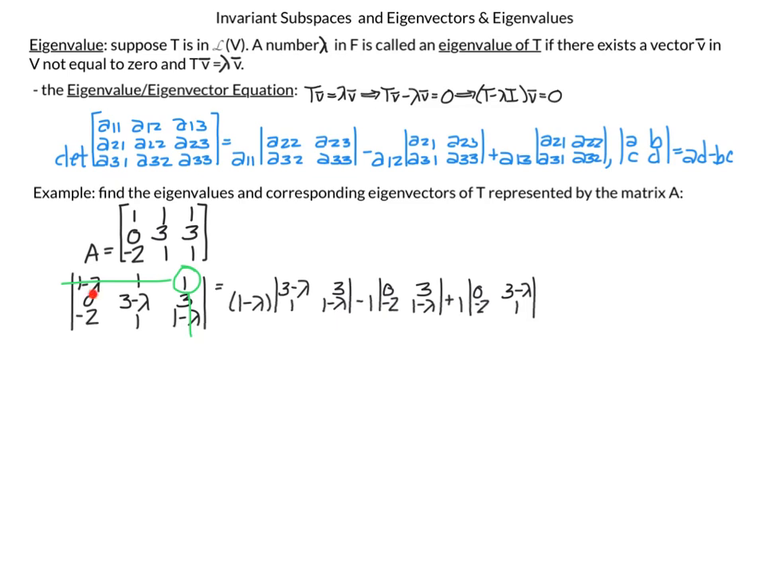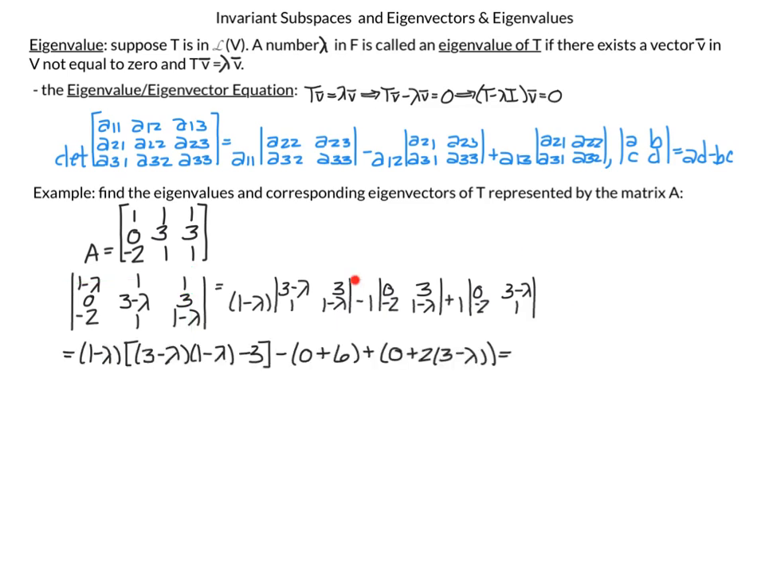So I have my plus 1, and then I have 0, minus 2, and 3 minus lambda, 1. Now I need to take the determinant of my 2 by 2, which is done with this formula. So I still have my 1 minus lambda, then I have my 3 minus lambda times 1 minus lambda here, minus 3. I have my minus 1, 0 times 1 minus lambda, 0, minus the 3 minus 2, so I get a positive 6. Over here, I have a 1 times my 0 times 1 is 0, and then my minus 2, 3 minus lambda, so that becomes plus 2, 3 minus lambda.